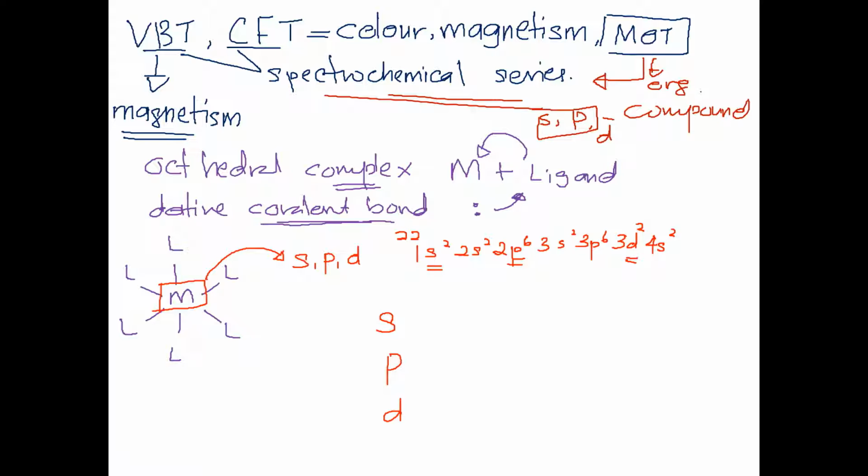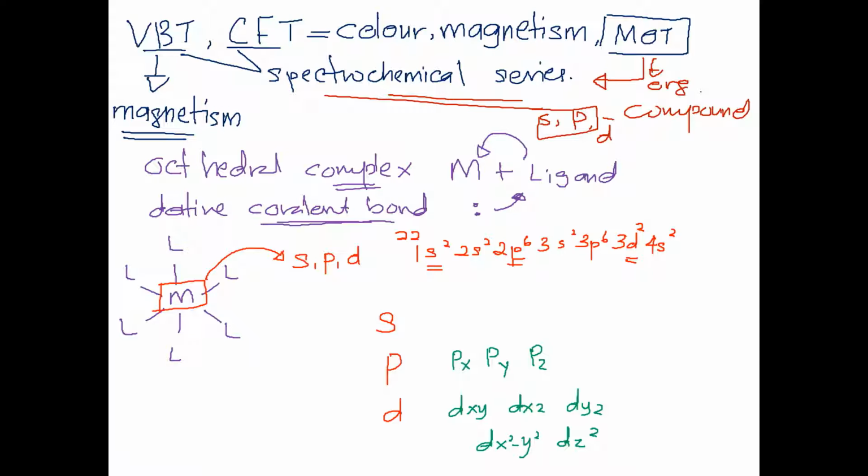For the s orbital, you only have s. While for the p orbitals, you can have px, py, and pz. While for the d orbitals, you have dxy, dxz, dyz, dx squared minus y squared, and dz squared.